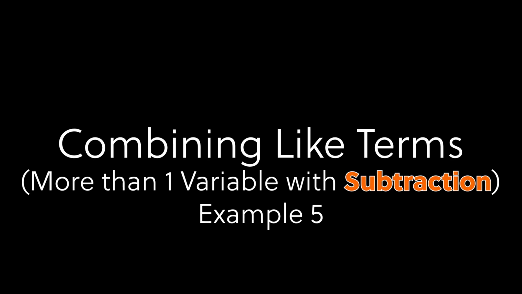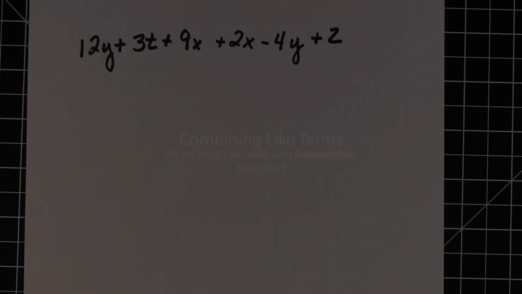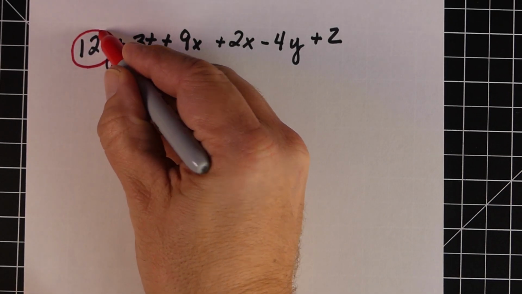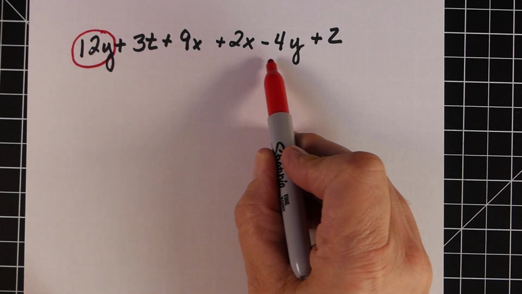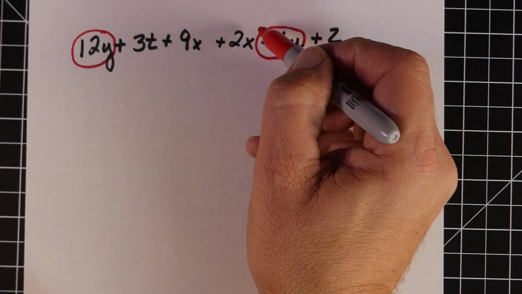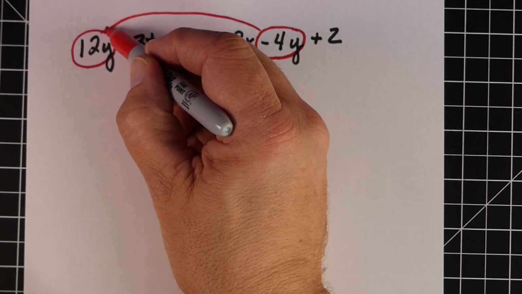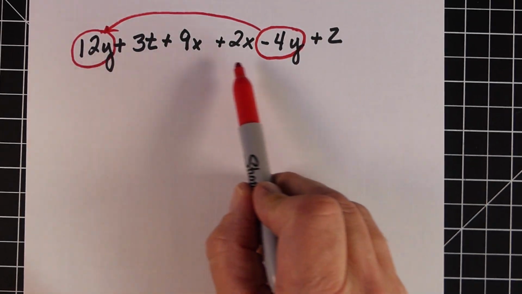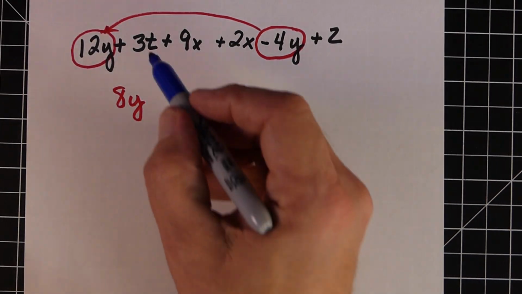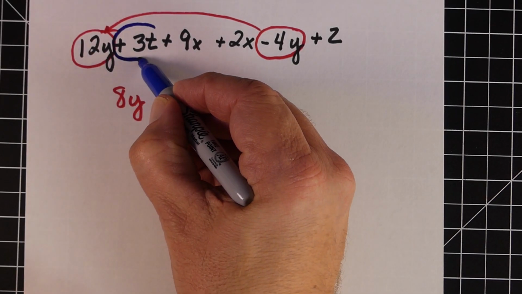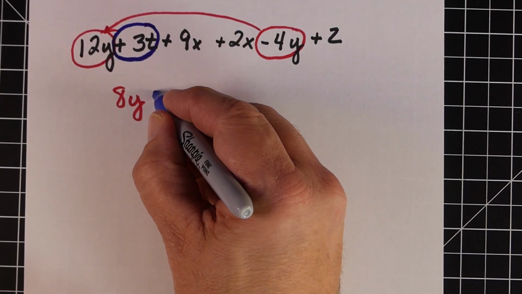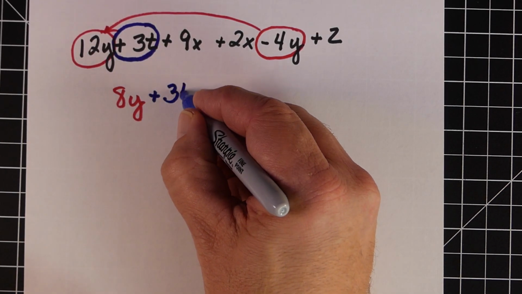Next, we're going to combine like terms with more than one variable where we're also subtracting. So here you see this expression that we have. We're not using coins this time. We're just going to go ahead and look for common terms. So the first one I'm looking at is y's. I have a 12y, and then later I have minus 4y. Notice I'm using the subtraction sign or the minus sign in front of the 4. 12 minus 4 would be 8y. Next, we're going to look at the t's. I have a positive 3t, and there are no other t's. So I'm just going to keep the 3t.